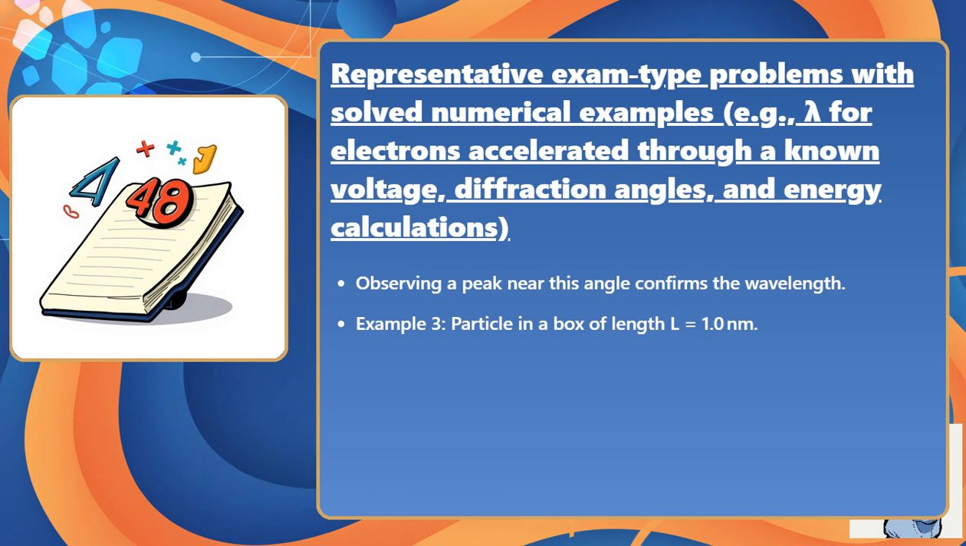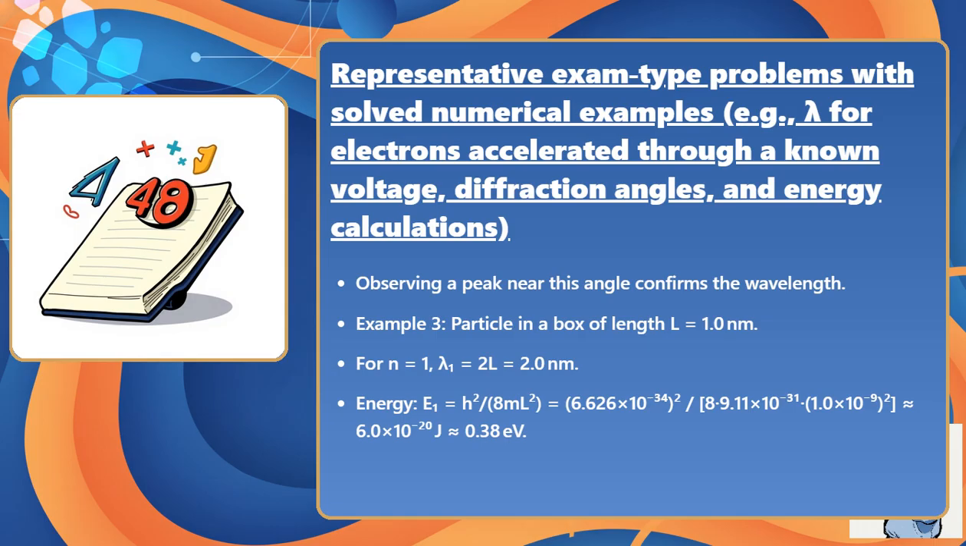Example 3. Particle in a box of length L equals 1.0 nanometers. For n equals 1, λ_1 equals 2L equals 2.0 nanometers. Energy E_1 equals h squared divided by 8mL squared equals 6.626 times 10^-34 squared divided by 8 times 9.11 times 10^-31 times (1.0 times 10^-9) squared, approximately 6.0 times 10^-20 joules, which is approximately 0.38 electron volts.